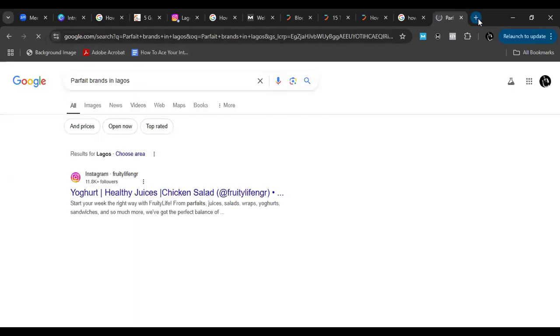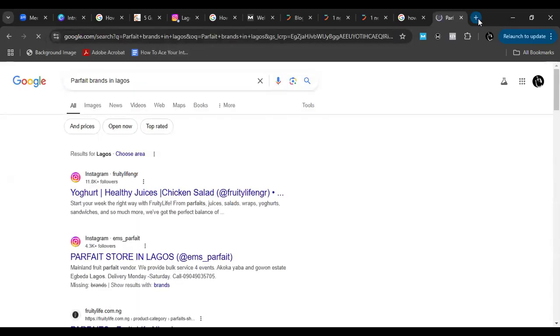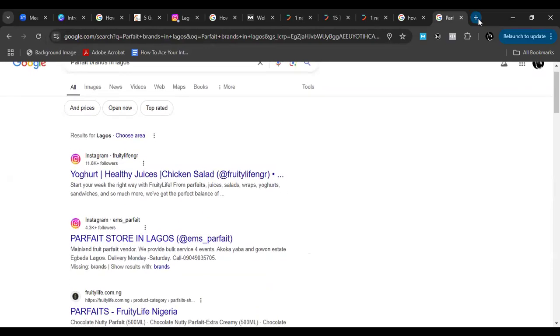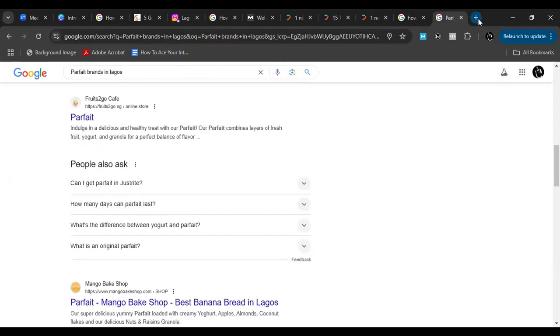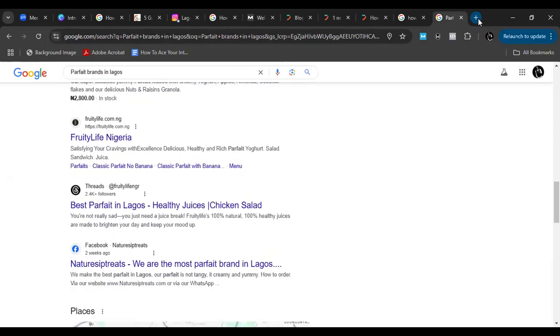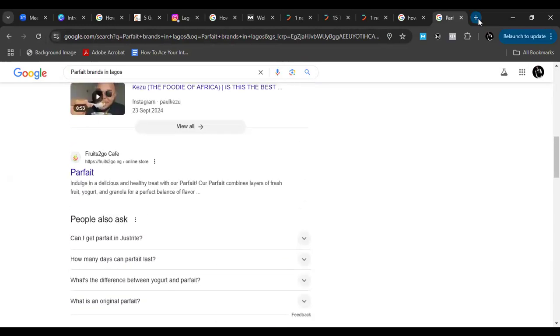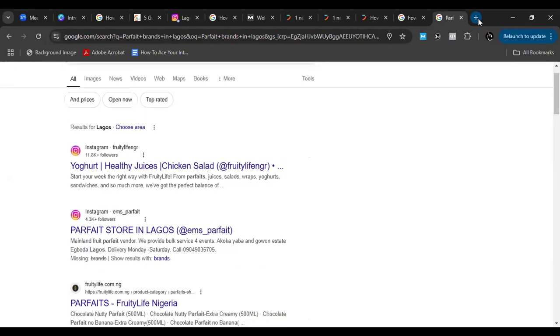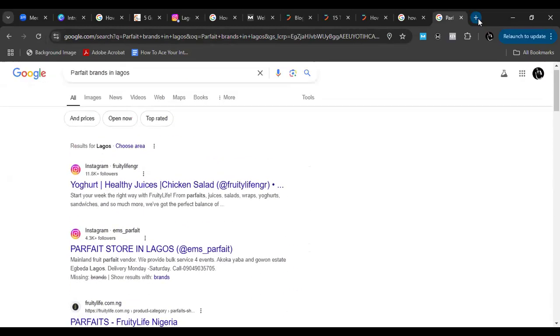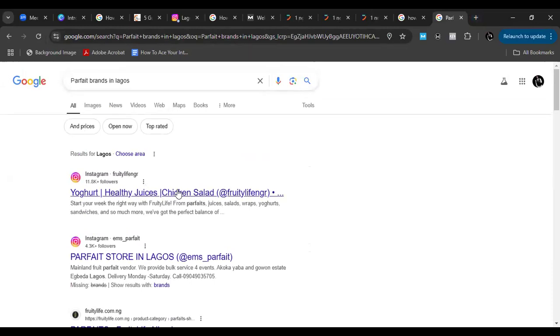When you go online and do this search, how did these pages that are here come up? If you have a business and people make this search, you want your business to come up here. How are you going to do it so that your business can come up among these search results? Because of course, from these search results, a lot of people can book your services or can book your parfait just by making this search.